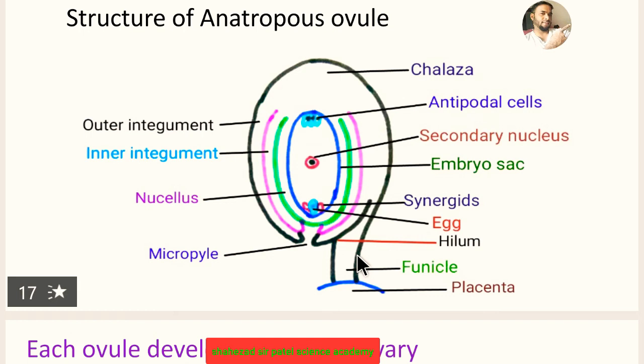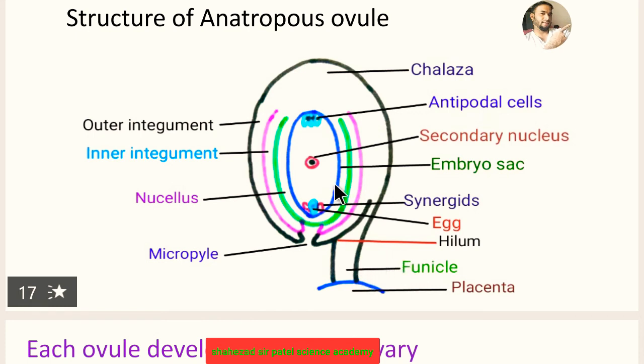At the beginning, all of you should just see the three parts in the anatropous ovule: micropyle, which is having an opening. This is the indication, and it is the uppermost part of the anatropous ovule. Here in this ovule, because its position is inverted, you are watching this micropyle in the downward direction. So this is micropyle. In front of micropyle, this region is called chalaza, and beside this micropyle, in the anatropous ovule, there is a stalk-like structure. It is called funicle.